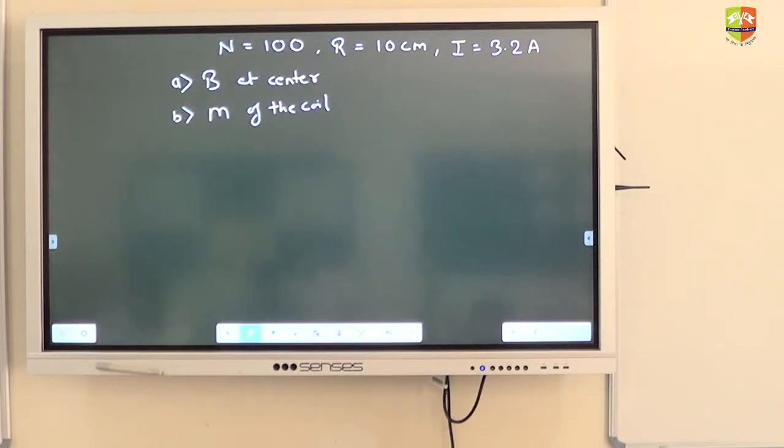6.4 into 10 power minus 4. What? 96? Yeah, 6.4 into 10 power minus 4. That's wrong. Is it about 2 into 10 power minus 4? That's wrong. 2 into 10 power minus 3.